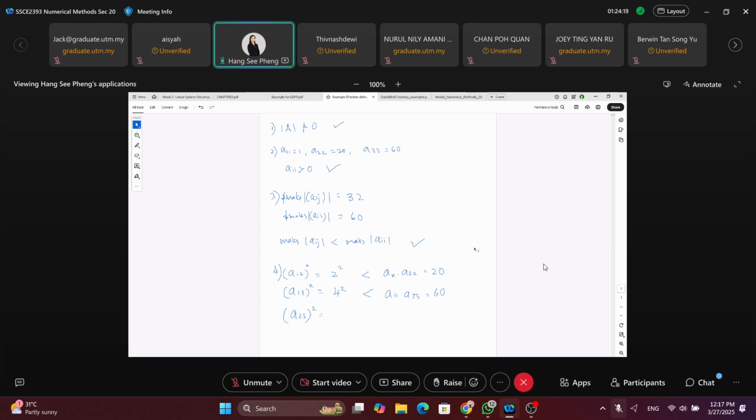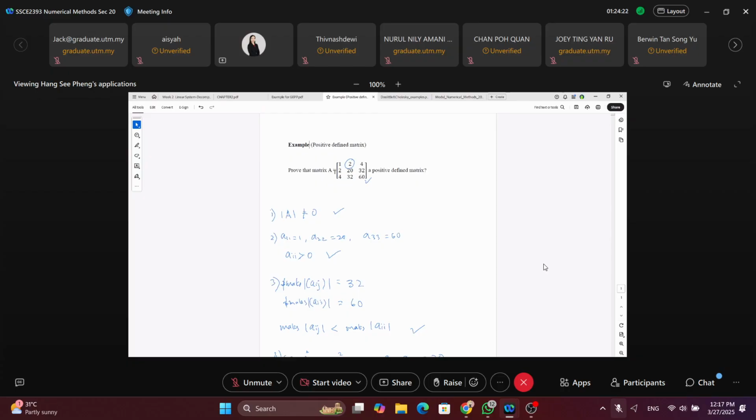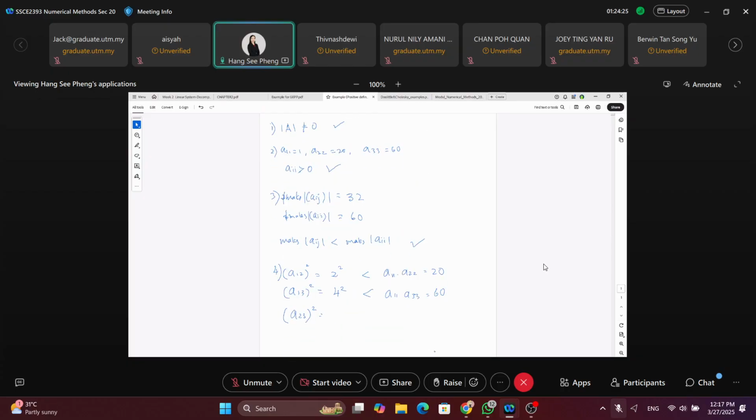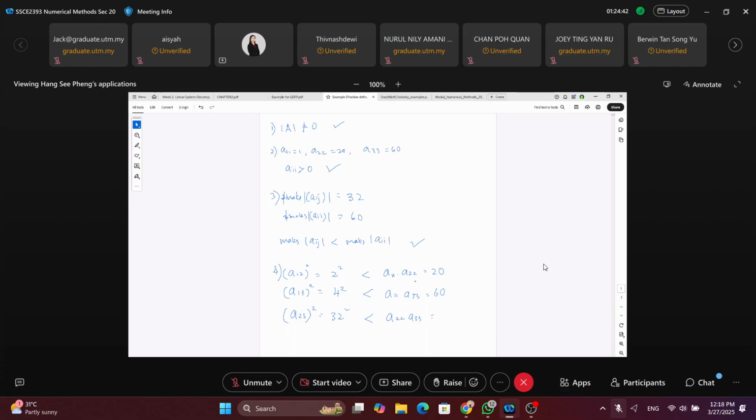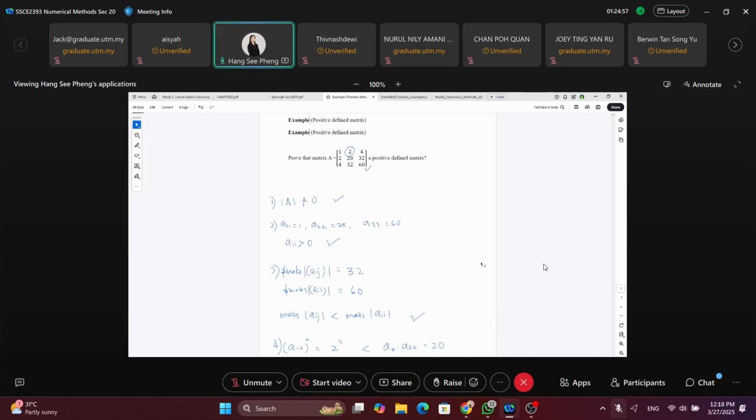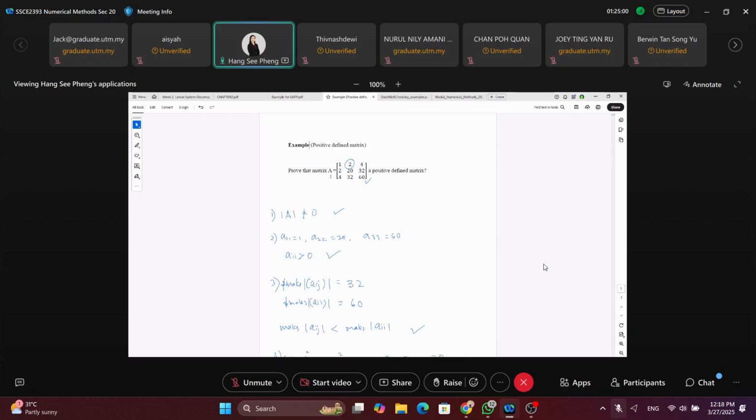What is A23? 32, so 32 squared. Whether that is smaller than A22 multiply A33, that is 20 multiply 60, 1200. This one, what do you get? 1024. Still smaller than 1200. So this condition is also satisfied. So from these four conditions, if all are satisfied, then we can say yes, matrix A is a positive definite matrix.